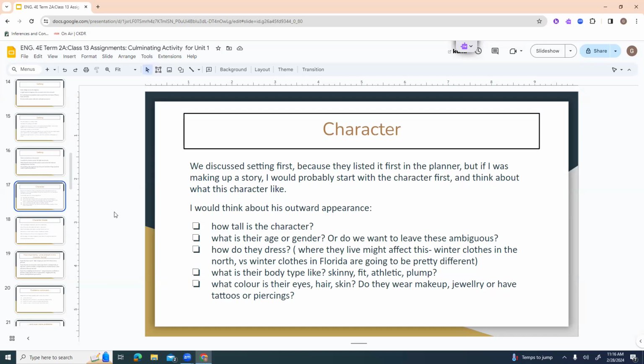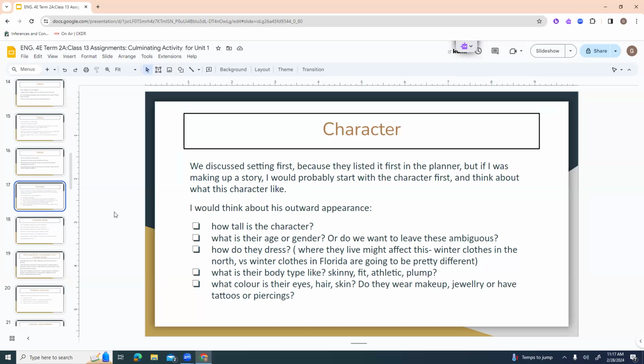Whatever the person is. How tall is the character? What is their age or gender? Or do we want to leave that ambiguous, right? Some stories do that. How do they dress? Keeping in mind their setting might affect this, right? Winter clothes in the north versus winter clothes in Florida are going to be pretty different.